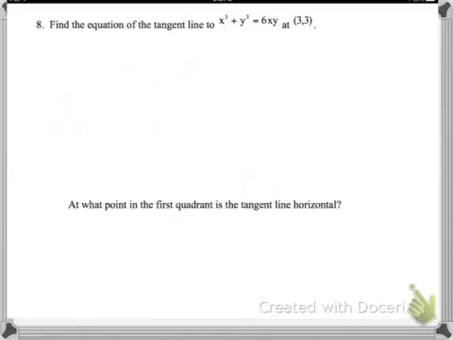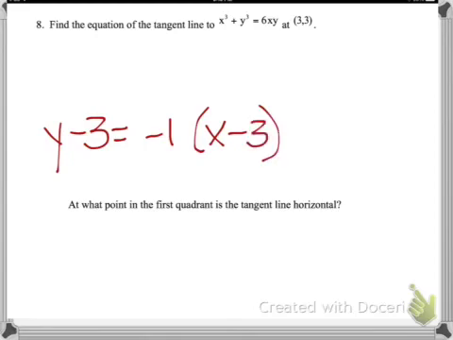Okay? So 8's really similar. You need to find the derivative of that function, and then you need to plug in 3. So 3 for x and 3 for y. I'm going to just go ahead, you could take a second, pause it, do it. You should get y minus 3 equals negative 1 times x minus 3. Okay, so you should get negative 1 for the slope when you find the derivative and plug 3, 3 in.